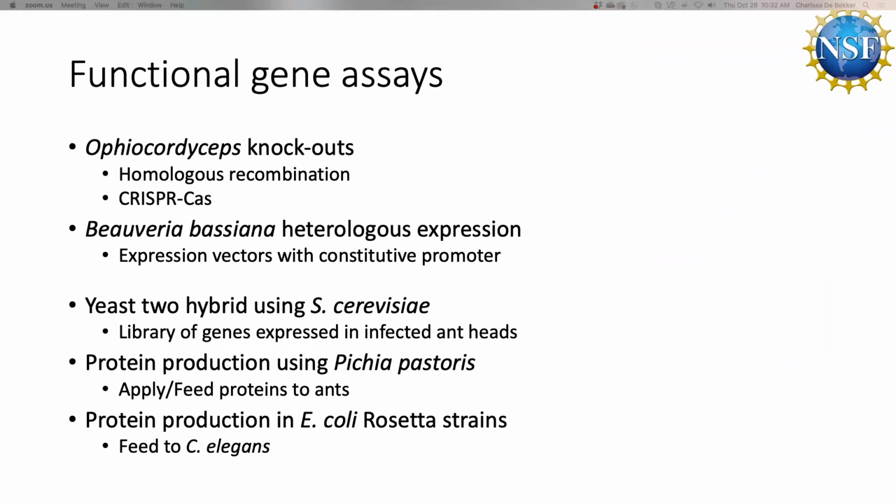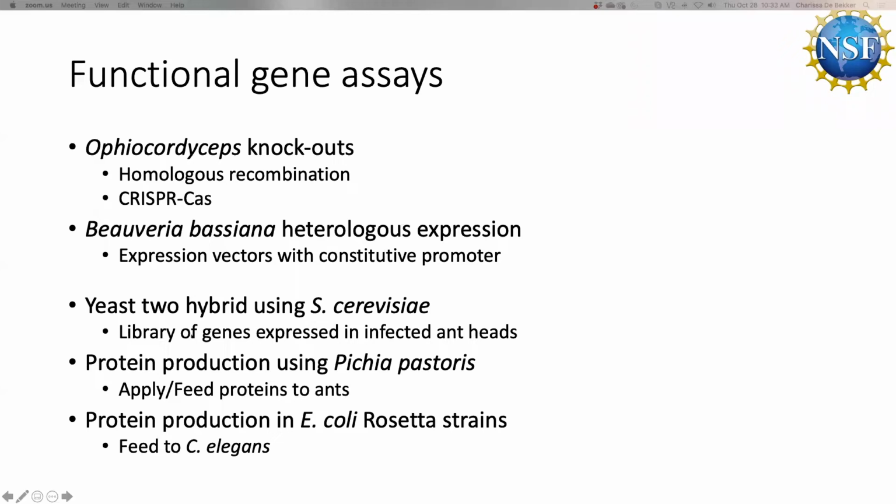So what we're developing at the moment is an Ophiocordyceps knockout system. We're tackling this through two different approaches, both homologous recombination and using CRISPR. We're doing heterologous expression as well in a fairly related fungus, Beauveria bassiana, which is in a different family, but we know that this is a generalist fungus that we can use to infect our ants, and it doesn't really induce a change in behavior so much that we would call it manipulated. So we are trying to heterologously express some of the genes to see if that has any phenotypic effect.